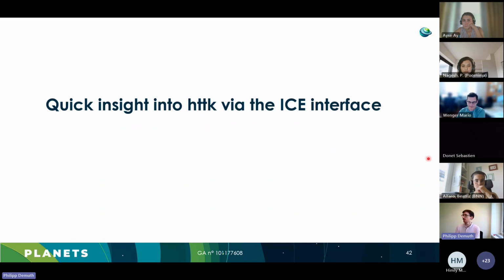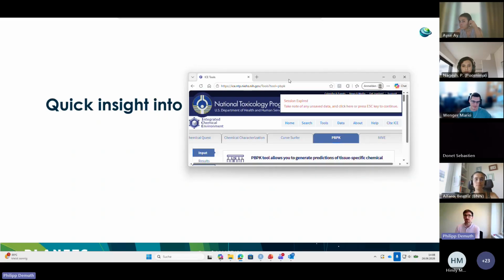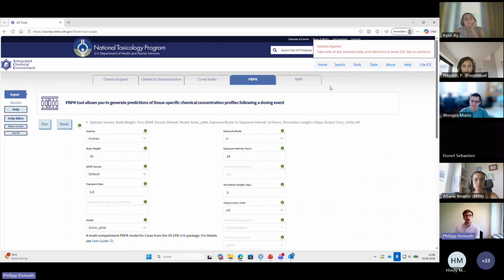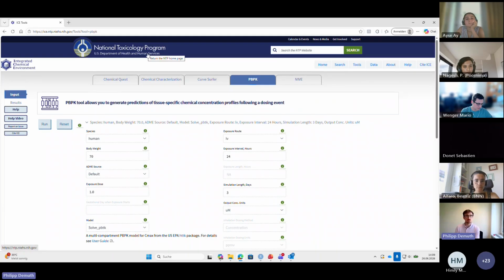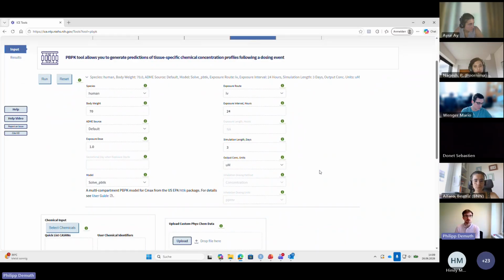So now I would like to quickly give you an insight into one model that is accessible via the public domain. I hope you can all see my browser now. And what you see is the so-called Integrated Chemical Environment, which is provided by the National Toxicology Program of the US. And here we have an open source user interface to use the model HTTK, which was developed by the US EPA, and which is a quite simple generic model that can be used for high throughput purposes.